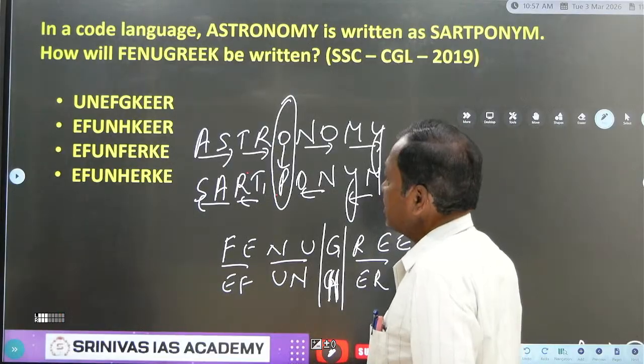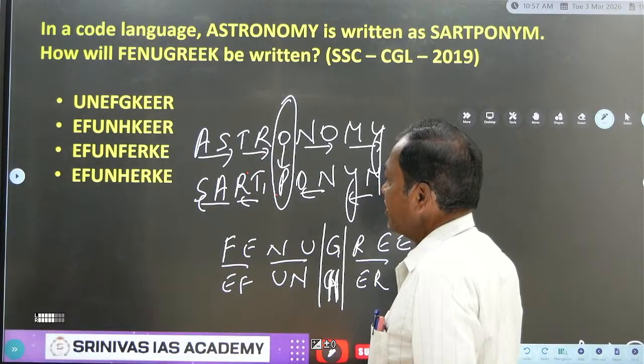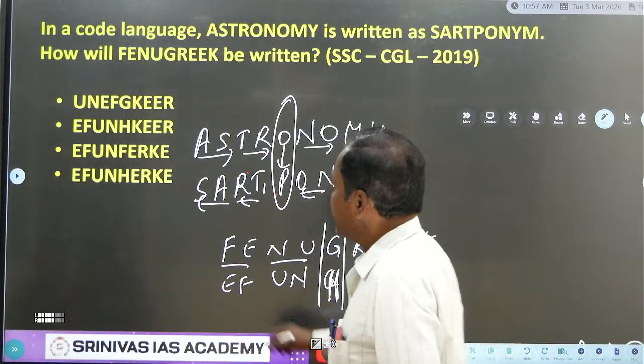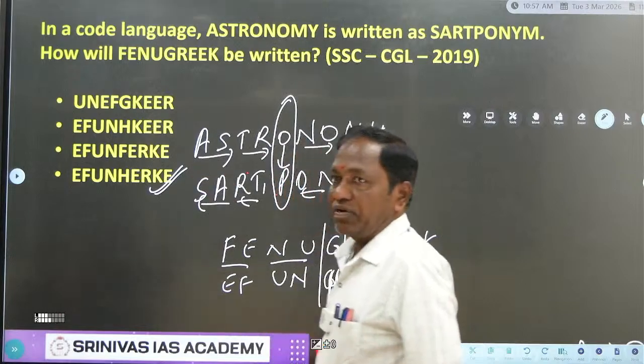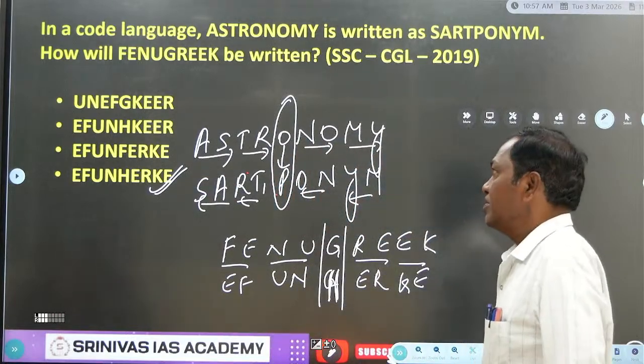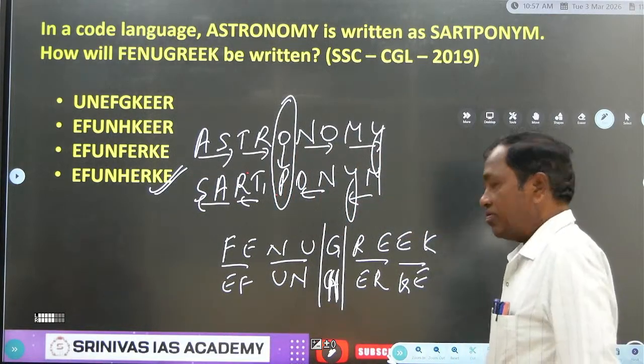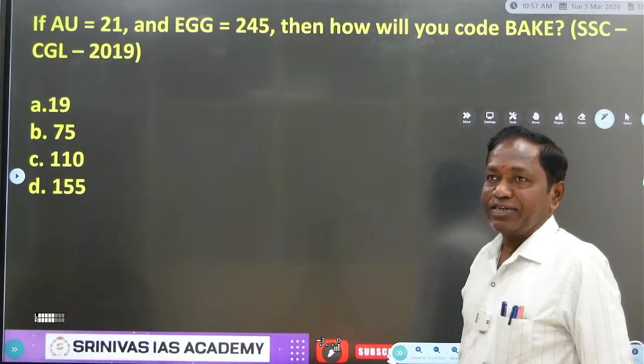Then reverse it. EF UN EF UN H ERKE, option D. This is it. Okay, right, fantastic. So you are correcting me. Wherever I am going wrong, you are correcting me.